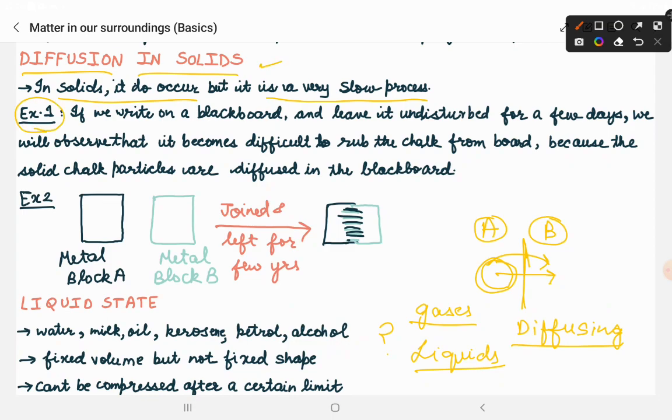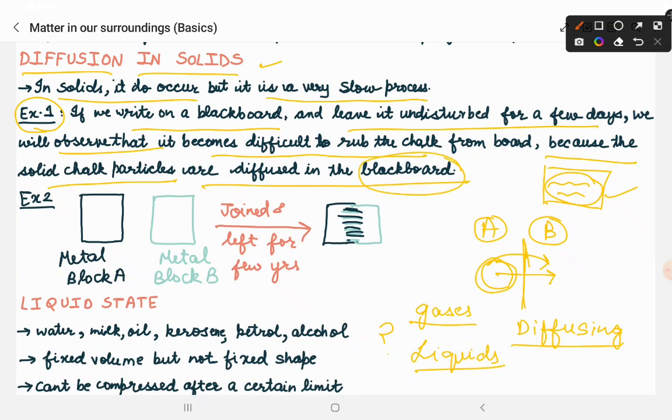See the first example. If we write on the blackboard with the help of a chalk, now we know that chalk particles are solid and the blackboard is also solid. So this is our board and we have written something on this. Now if we leave it undisturbed for 20 to 30 days, without rubbing it, then when you come again to rub the chalk from the board, you will find that rubbing the chalk becomes difficult. Why did rubbing the chalk become difficult? It was because the solid chalk particles diffused into the blackboard.